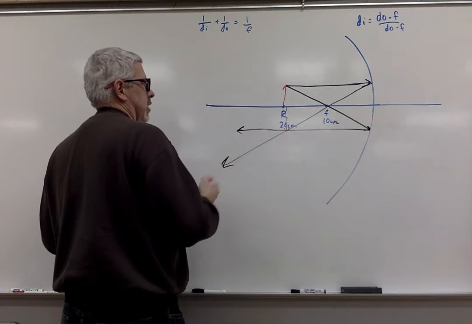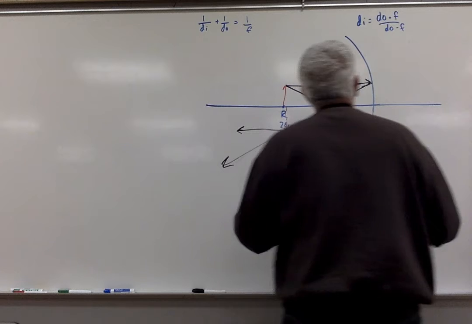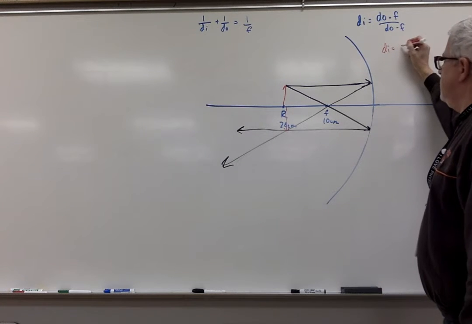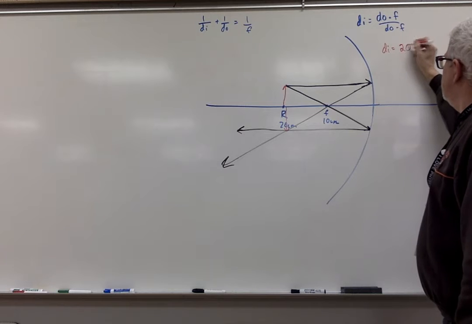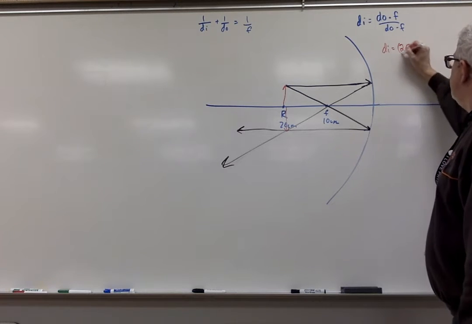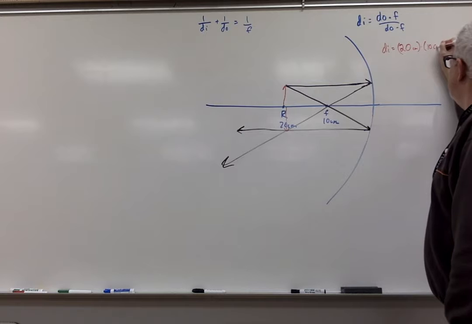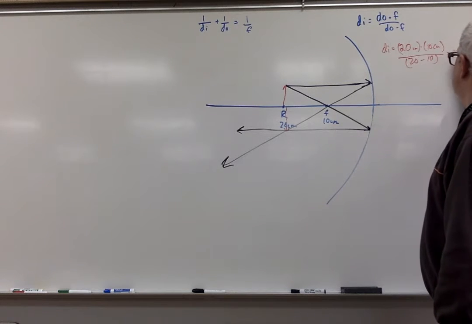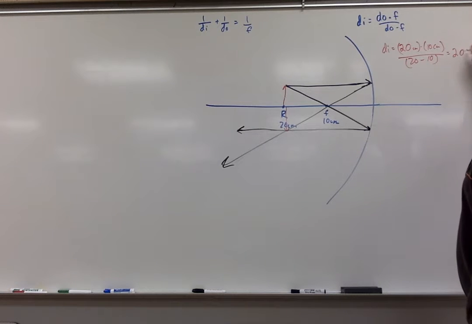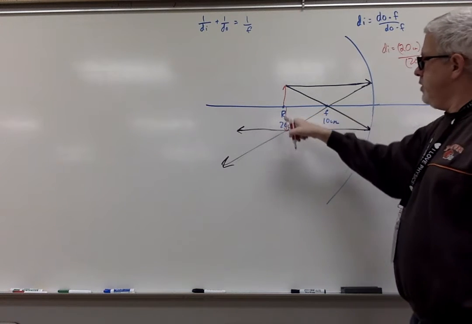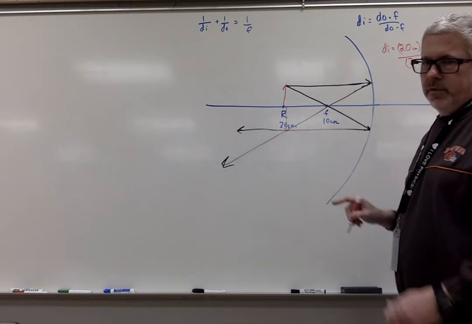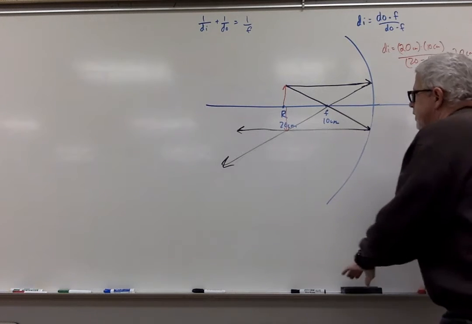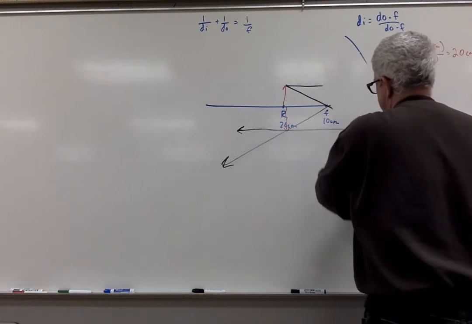If I was to do that calculation, I could say here, my image distance is 20 times 10, the focal length, over 20 minus 10, which is equal to 20 centimeters. So it should be at the same location as the object, just inverted and below. And it's pretty close. All right, so let's do this again.